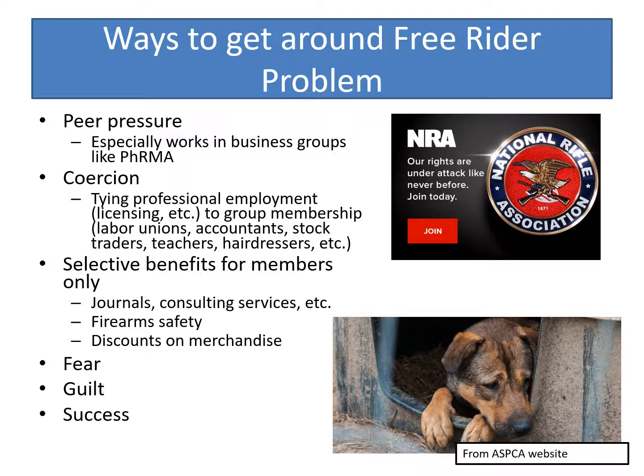Another thing that helps is success. Advertising that, hey, this interest group has been very successful, maybe in rescuing poor animals or in protecting gun laws. We've been successful before. With your help, we can be even more successful. Those are all ways that it's basically a marketing issue of trying to get around the fact that people would prefer to get the benefits but not have to pay for them.